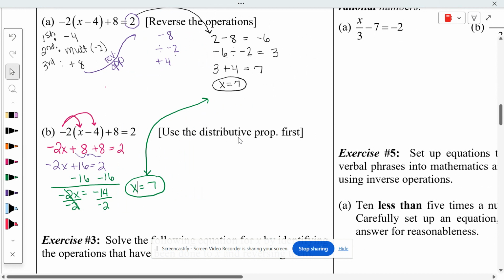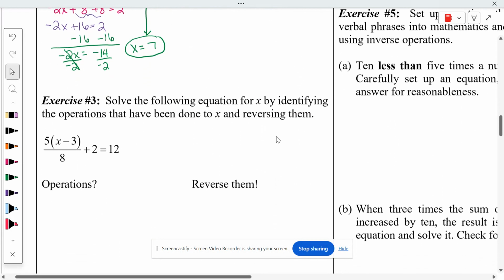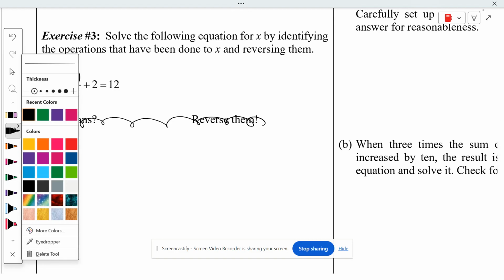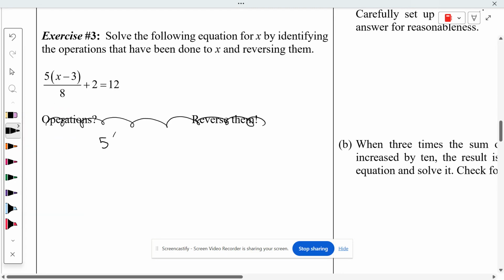And even if your directions say use the reverse operations or use the distributive property first, what I want you to do is to use the method that works best for your brain. Okay? So in exercise number 3, we're going to solve the equation the old way, using the distributive property. So I'm going to rewrite the equation: 5 times the quantity of x minus 3, all over 8, plus 2 equals 12.